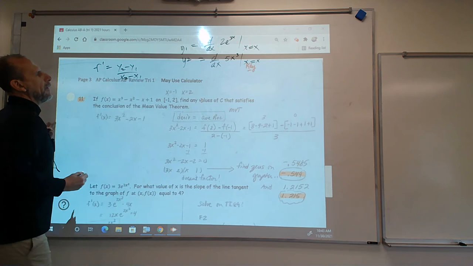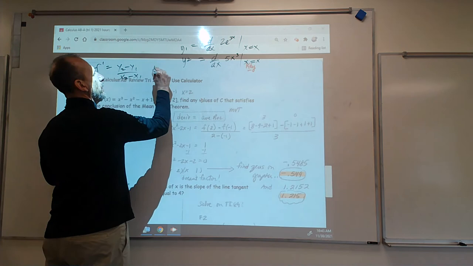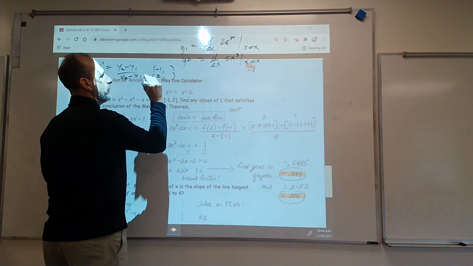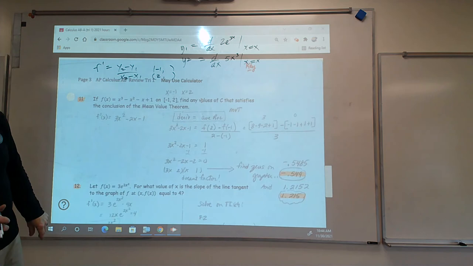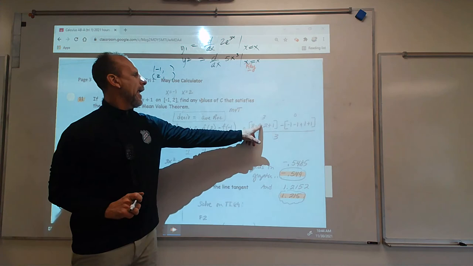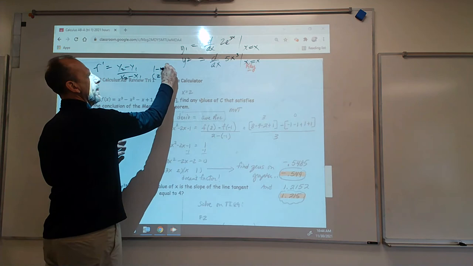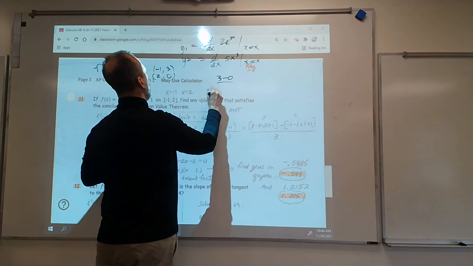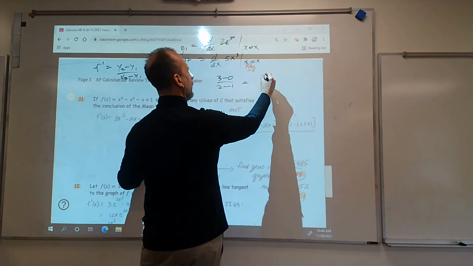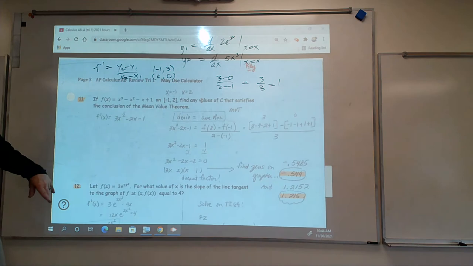The x-coordinate is negative 1, and the other x-coordinate is 2. To find out what the y-coordinates for these two x-coordinates are, you plug negative 1 into the original function and you get, I think I did it up here. It's 3. When you plug in negative 1, I think it's 3, and when you plug in 2, it's 0. So subtract the y's, 3 minus 0, over subtract the x's, 2 minus minus 1, which is 3 over 3, which is 1.